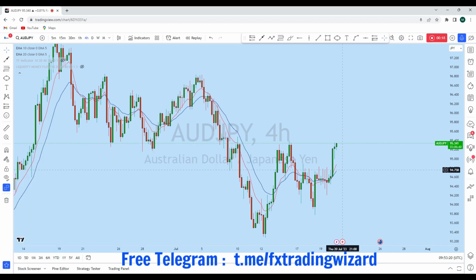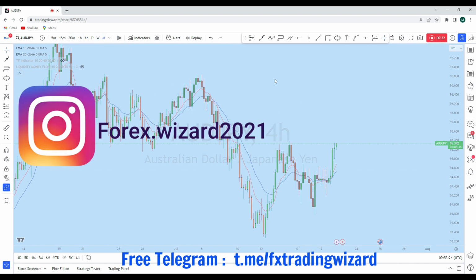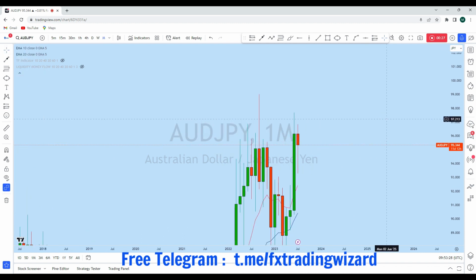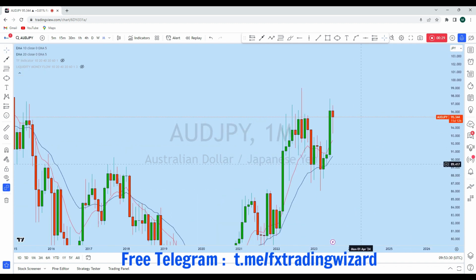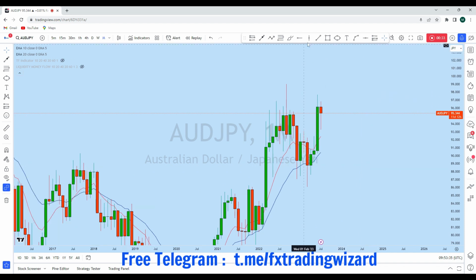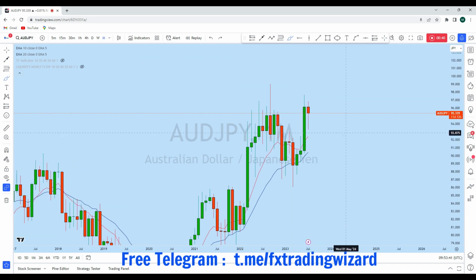Now before we discuss how we can trade, first let's look at the bigger picture, looking at the monthly time frame to see the overall picture in the market. Now from the monthly, we can see that Aussie yen is a long term bullish market with this double bottom formation. Aussie yen has broken to the upside with this strong monthly impulse.